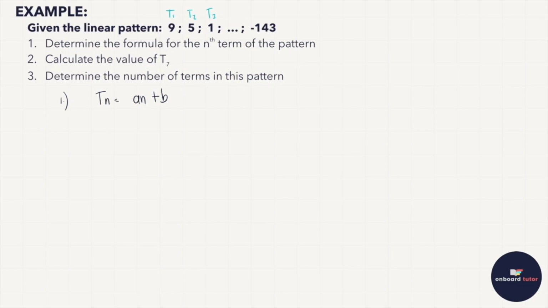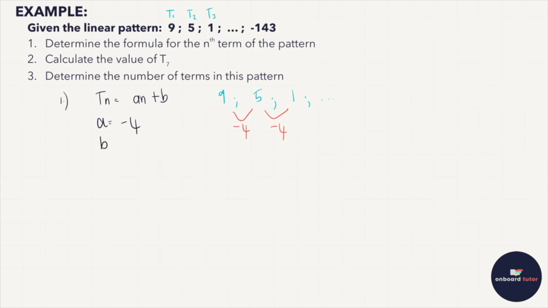So let's take a moment to look at this pattern. We are given the following terms, 9, 5, and 1. And what we can do is figure out what do we do to 9 to end up at 5. And the answer is we subtract 4. What do we do to 5 to end up at 1? Again, we subtract 4. This is known as our constant first difference, and that is the A value. So A is equal to minus 4.